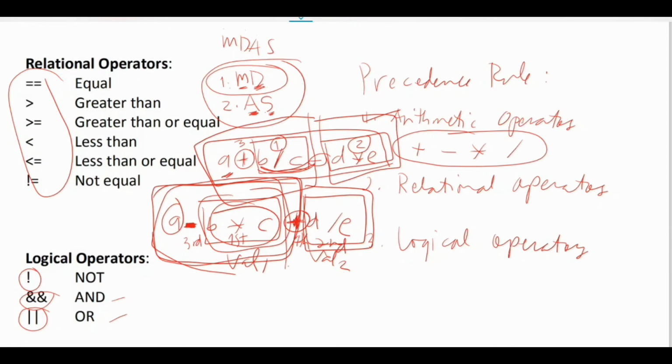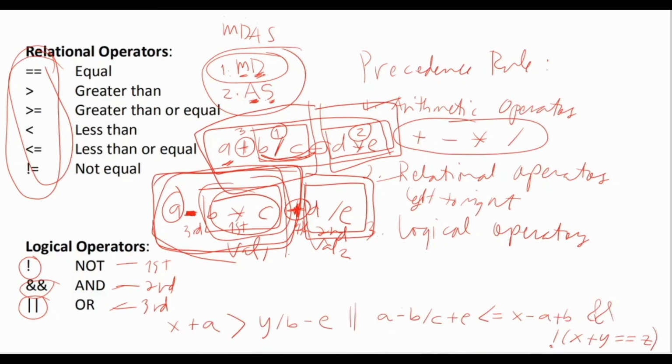Now, among relational operators, they have equal priority, and we perform in the order of the operators' occurrence from left to right. And the third is logical operators. For logical operators, this is the first priority, and this is the second, and this is the third. So say for example, if this is our whole expression, which are we going to perform first, second, third, and fourth, and so on. Now we have logical operators: or, and the not.